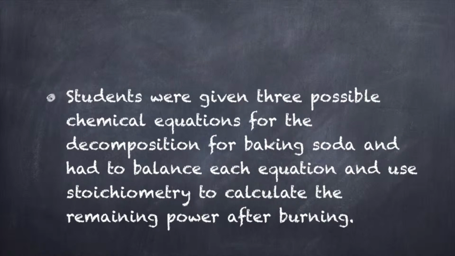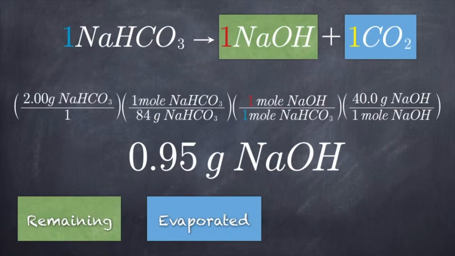So in this lab, students were given 3 possible chemical equations for the decomposition of baking soda, and they had to balance each equation using stoichiometry and calculate the remaining powder, whatever it may be, after we burned it. So the first powder that we were given was baking soda, and then it was broken down into NaOH, which you may know as Drano, or floor cleaner, sodium hydroxide. So this is the first potential chemical equation that may occur with baking soda.